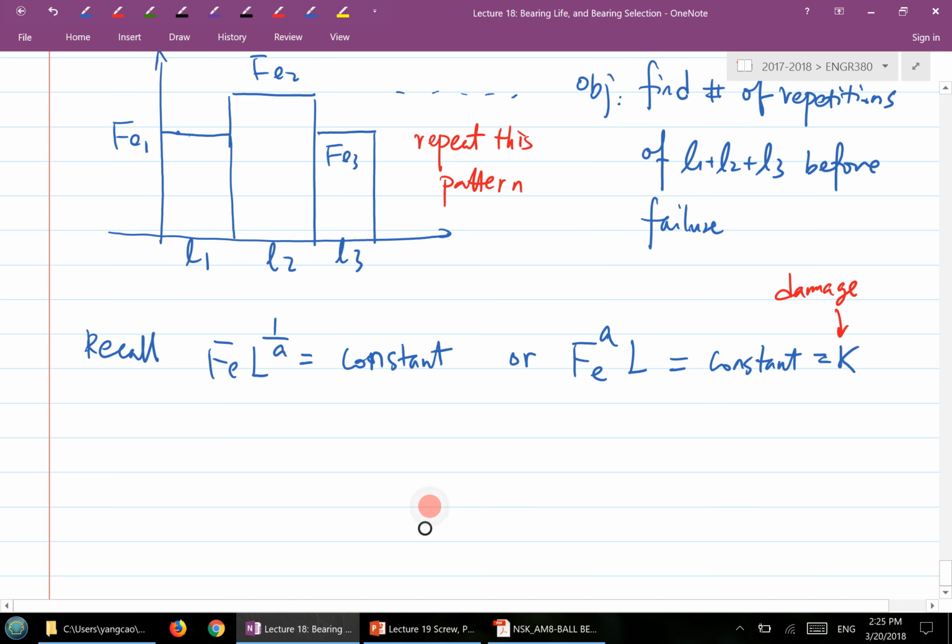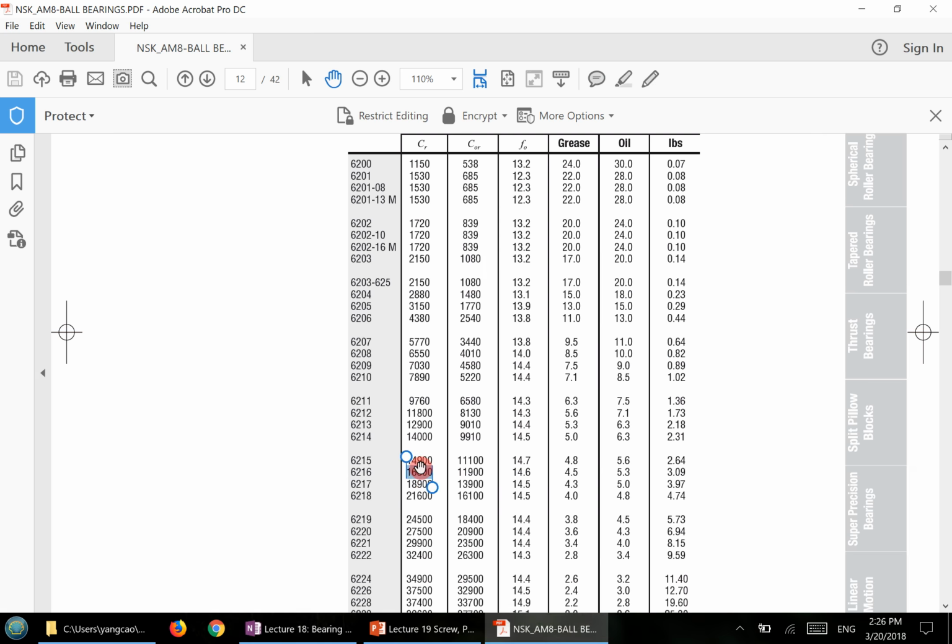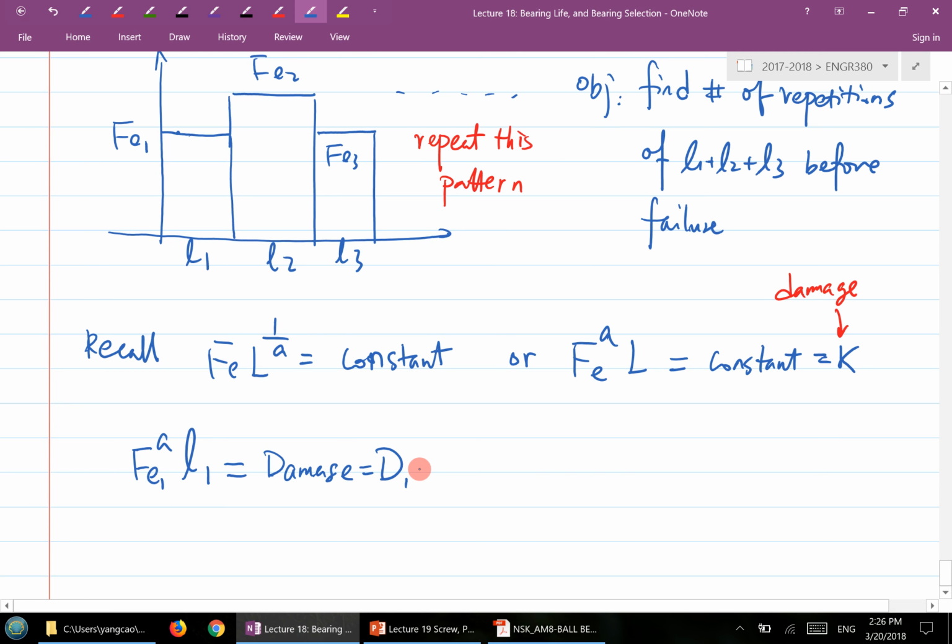Now the specific situation here is you subject the bearing to Fe1 for only L1 number of cycles, which means the bearing is still healthy. There's still life remaining, but when you subject it to this much, there's certain damage accumulating. We'll call it the damage D, let's call it D1. You can imagine for Fe2, L2, there will be D2 damage, and for this one, there will be D3 damage.